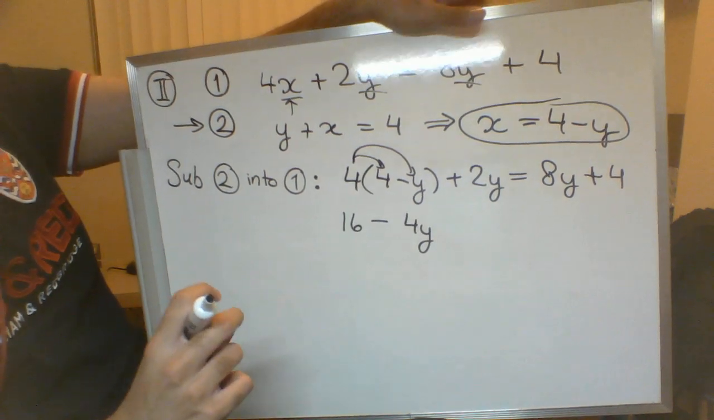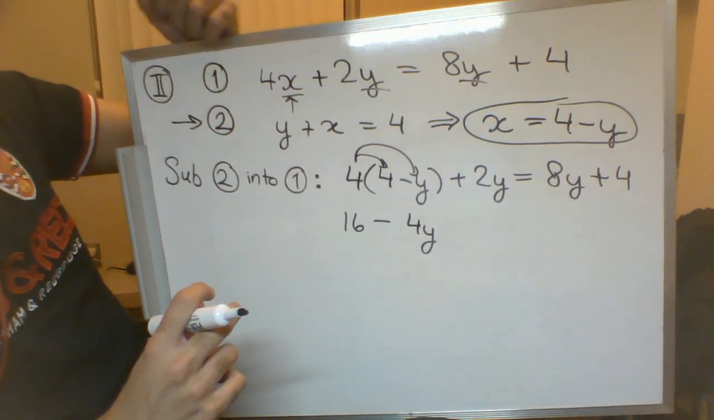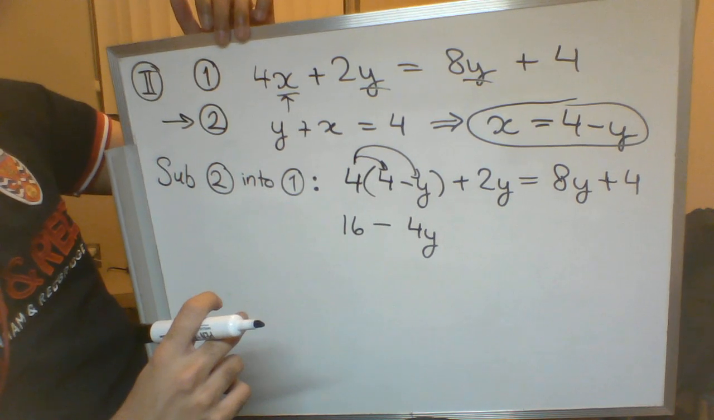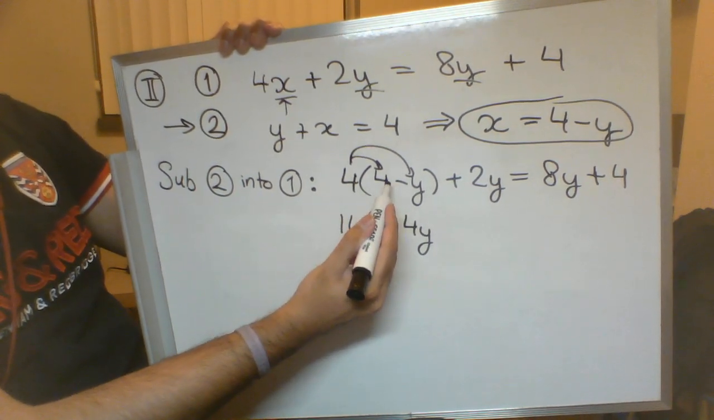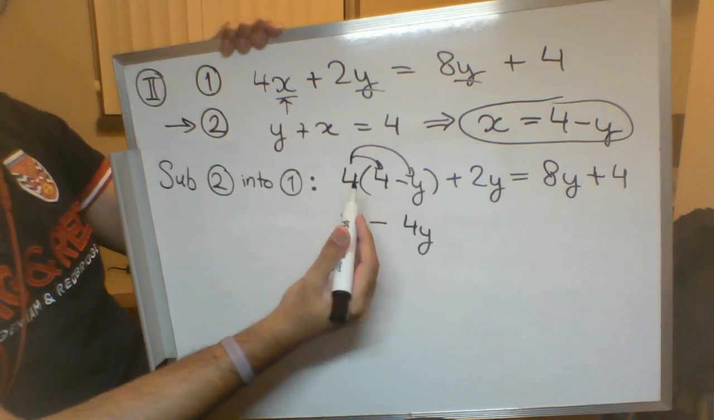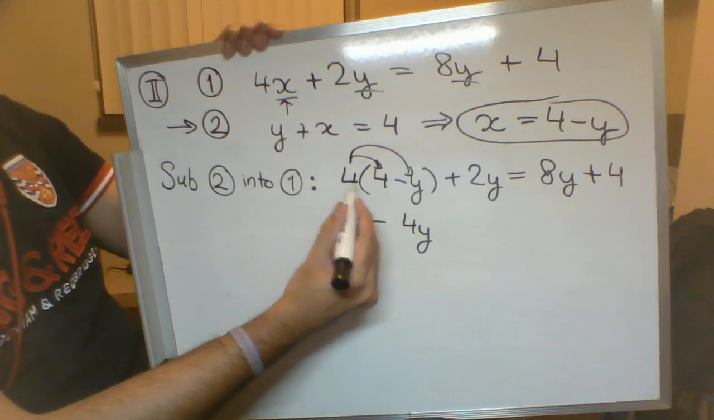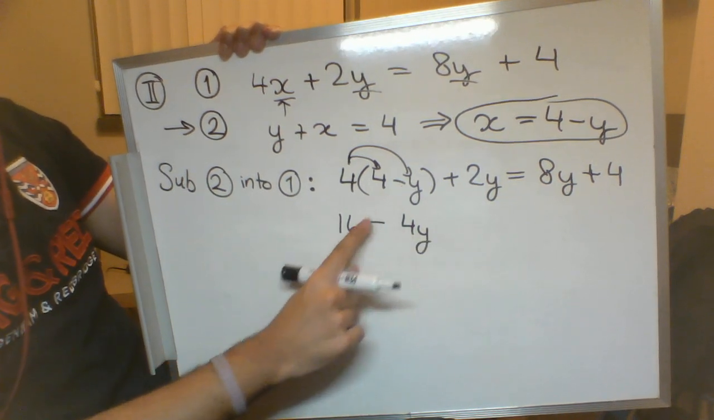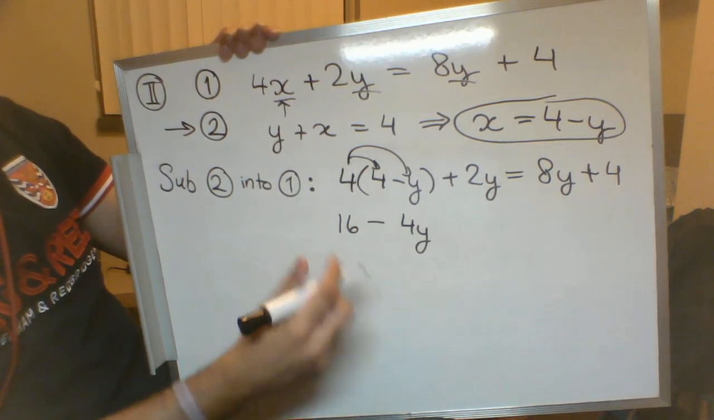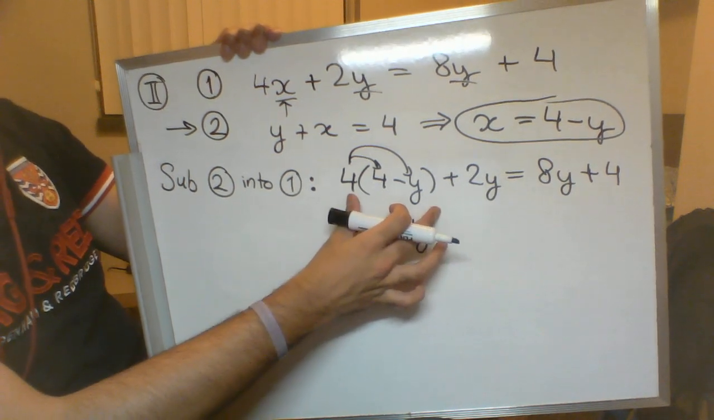If you guys don't remember how to do distributive property, let me know as soon as possible. But this is basically the way it works. You just multiply whatever's out here by whatever you see on the inside individually. So we got our 4 times 4 is 16, 4 times y is 4y, and then that minus sign in the middle over there goes down over there. So we've got 16 minus 4y, that's just dealing with this.